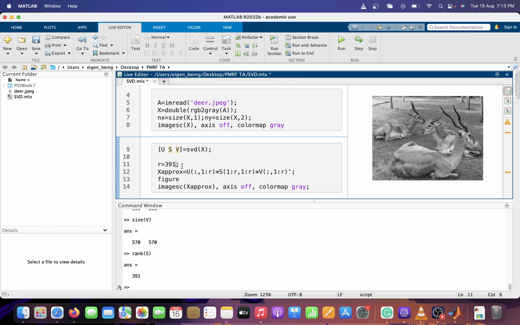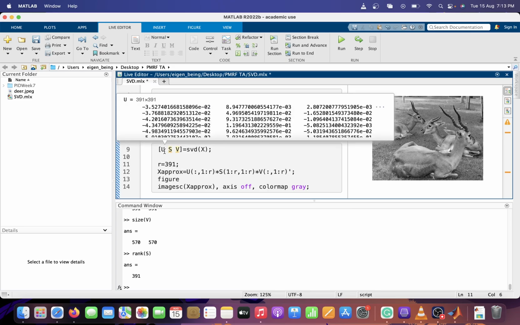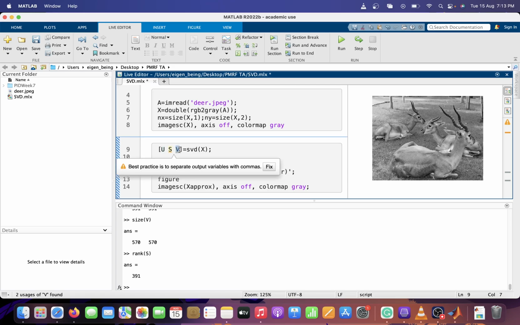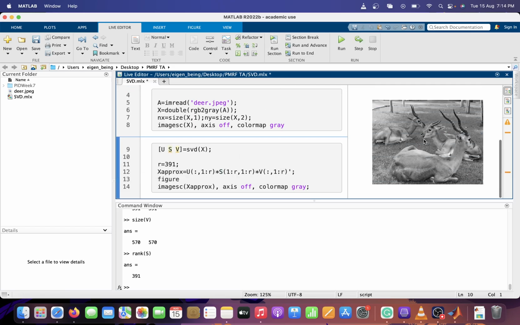So, if I take only the first 391 columns and rows, okay, of the SVD, basically I take the columns of U and rows of V, okay, and 391 diagonal elements of S. What will I get? So, the second image does not look much different, right, but now my memory and things like that are very less compared to the first case. Now, I will keep reducing this, okay.